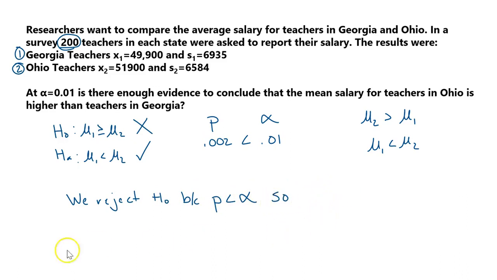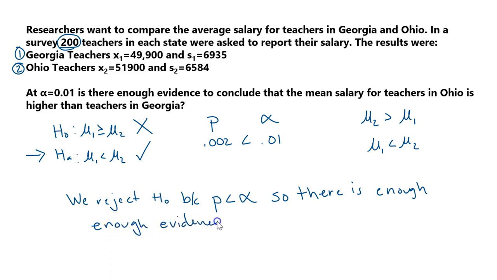So our claim here was in the alternative, and that's the one we have evidence for. So there is enough evidence to support the claim that the mean salary for teachers in Ohio is higher than teachers in Georgia.